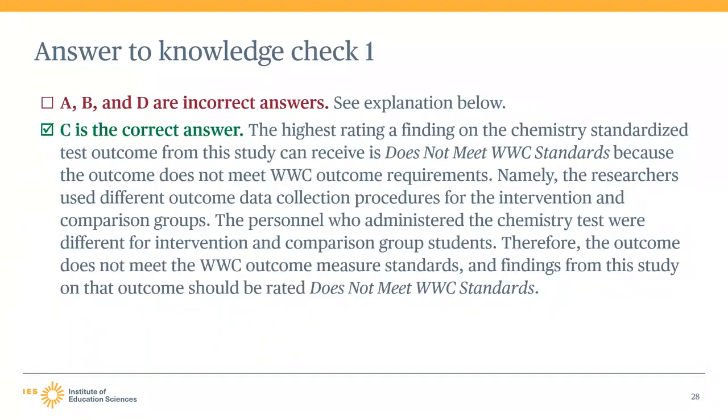The correct answer is C. The highest possible rating of a finding on the chemistry standardized test outcome from this study would be does not meet WWC standards. This is because the outcome does not meet WWC outcome standards. Namely, the researchers in this study used different data collection procedures for the intervention and comparison groups. The personnel who administered the chemistry test were different for the intervention and comparison group students. Therefore, this outcome does not meet the WWC outcome measure standards, and any findings from the study on that outcome should be rated does not meet WWC standards.